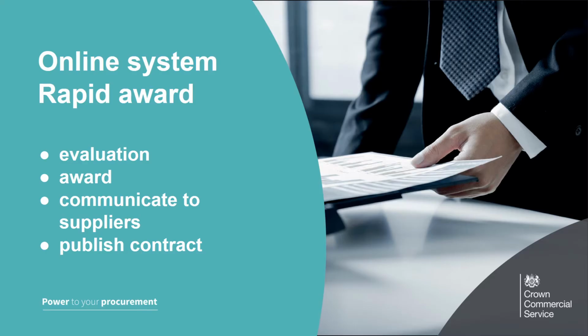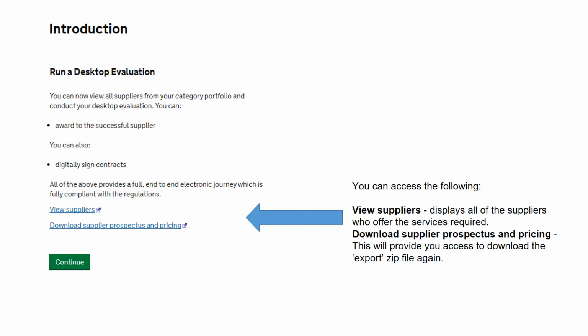I am now going to take you through the online rapid award functionality. At any time within the process, you can decide to take the activities offline if you prefer. Run desktop evaluation and press the Continue button. Please note you'll only be able to view the pricing from the zip file.